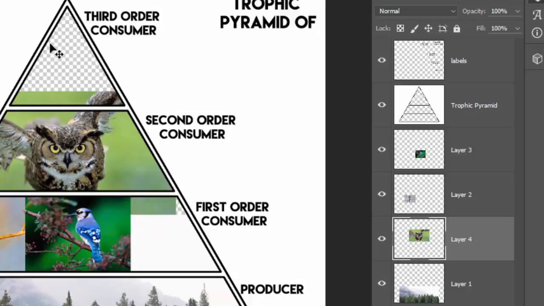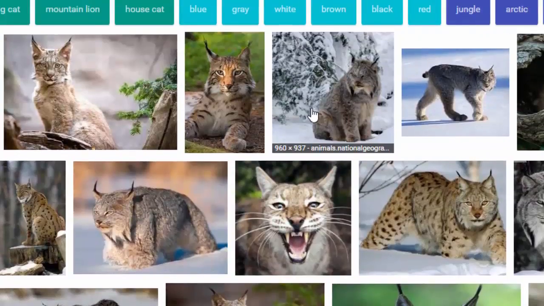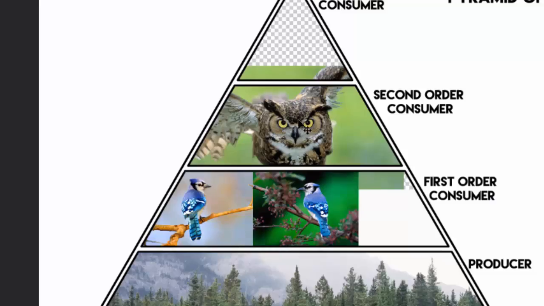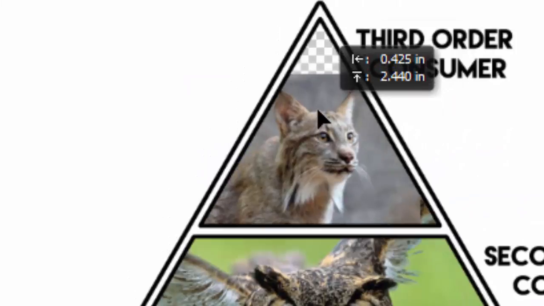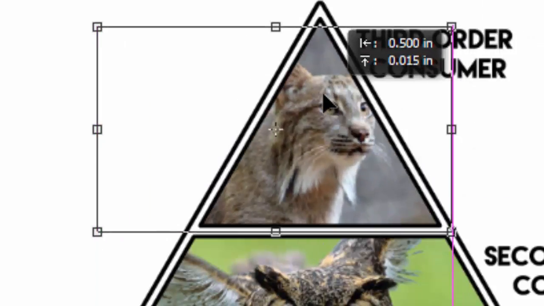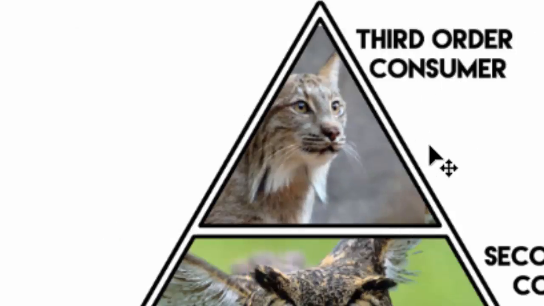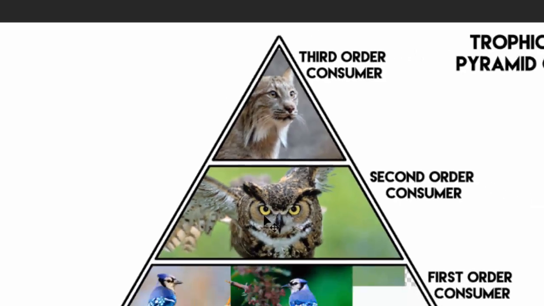And now we need our final image at the top, the third order consumer. Let's grab this lynx, and there's lots of cool ones in here. You're going to want to make sure that whatever image you choose fits the constraints of this pyramid well. So this lynx doesn't look super intimidating, but it does look pretty cool. That's awesome.